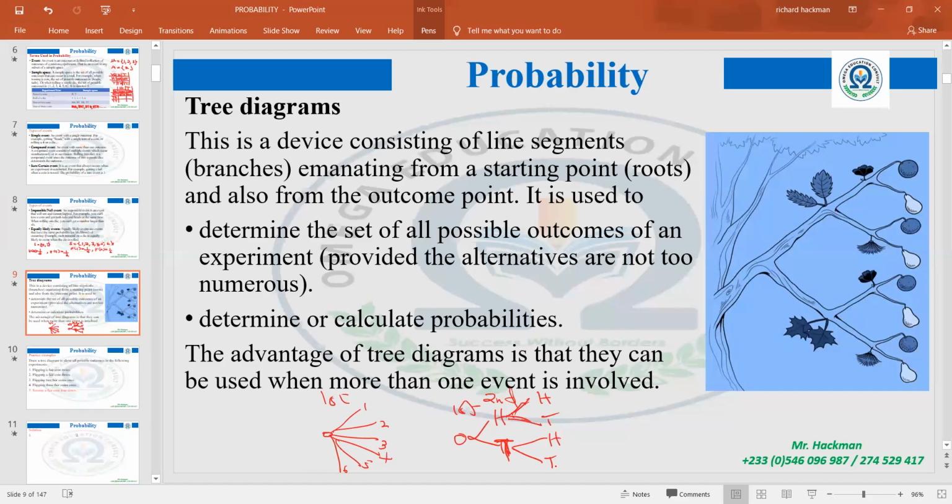If you want to get the set of possible outcomes, you read along the branches. The first outcome here will give you head head. The second one will be head tail. I hope you are following. The third one will be tail head. And the next one will be tail tail, which is exactly the same as the one we generated using the table. Is that clear? Yes, please. Okay, very good. So now to the main work.